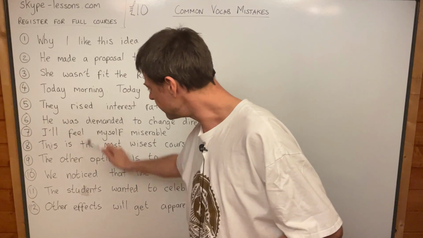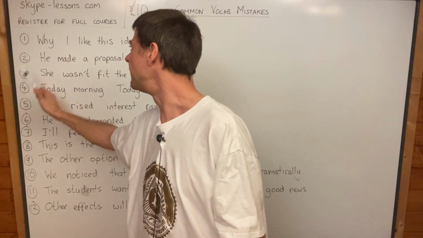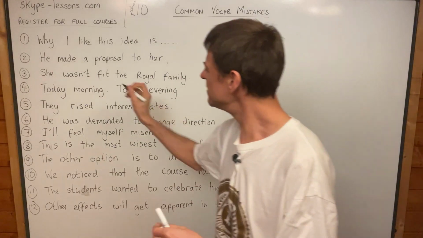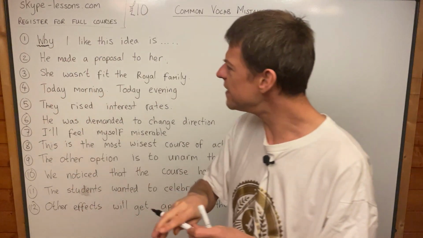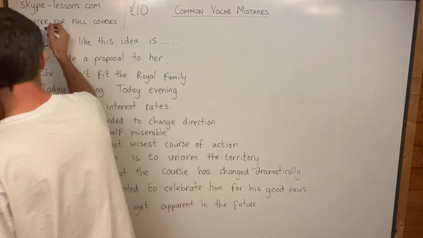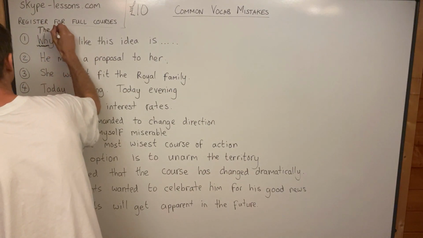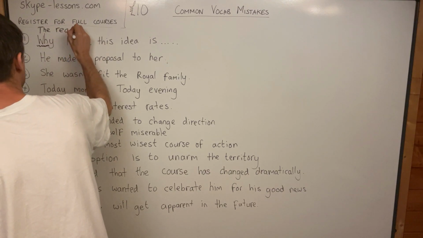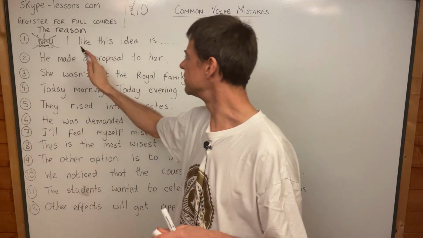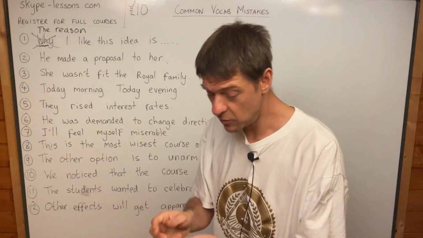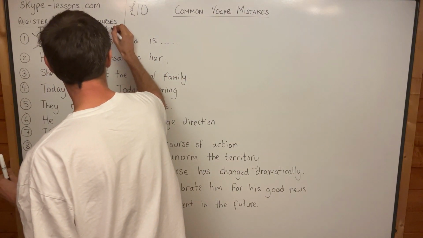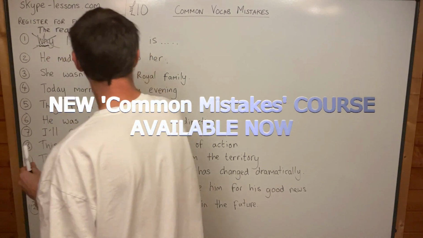So let's go through common vocabulary mistakes. Number one: "why I like this idea is". It's almost correct, but it's this word that's bothering me. I had a question very recently about "why" and "the reason". What we need to say here is "the reason I like this idea is". Actually, we can expand it. Let's get rid of this "why". We can say "the reason I like this idea is", or "the reason that I like this idea is", or "the reason why I like this idea is".